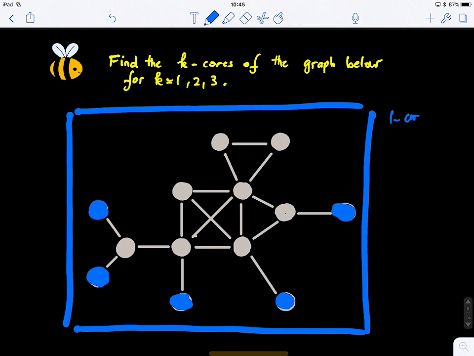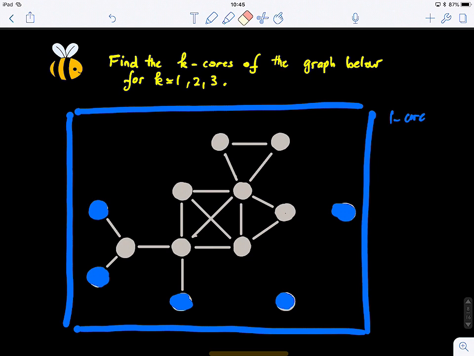Okay, so we have one core. Now if we want to find the two cores, so these are the nodes with degree one. So the one core is basically the whole graph, right? Now if we do two core, we need to remove all nodes with degree less than two, okay? So degree one here. So let me do this. So I'm isolating these guys.